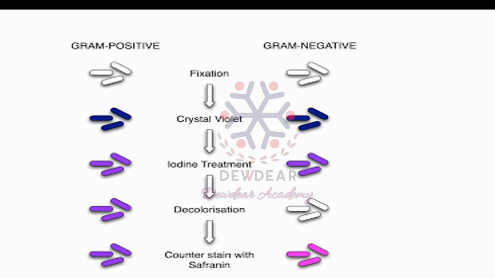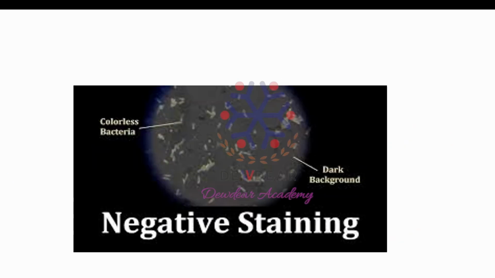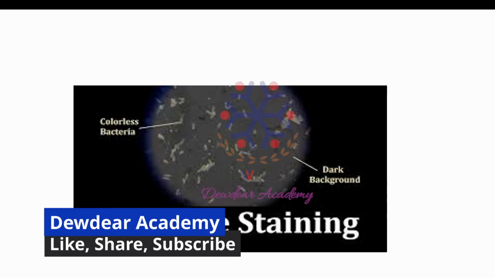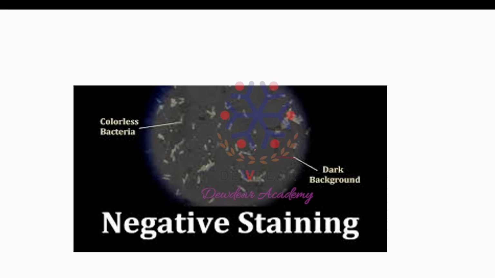So this is the picture of the negative staining. In negative staining, we can see only the background. The background becomes dark here, and all the cells are colorless bacteria. They are lightly stained or unstained. So we can easily see the morphology, size and also arrangement of the cells with this negative staining.